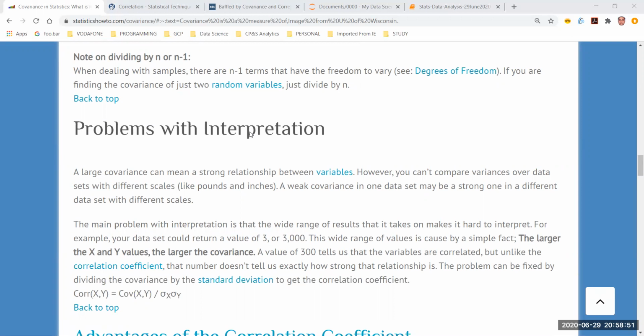However, you cannot compare covariances over data sets with different scales. What I mean by that is, let's say I cannot compare pounds and inches and try to find out a covariance. This is where there is a problem. Why? Because the main problem with the interpretation of covariance is that if there is a wide range of results the random variables are going to take, then it is going to make it hard to interpret the value.